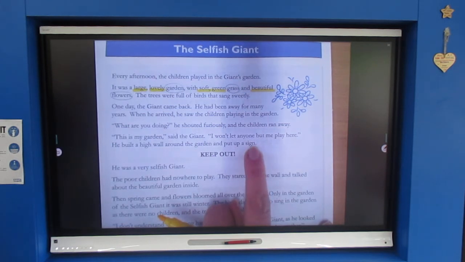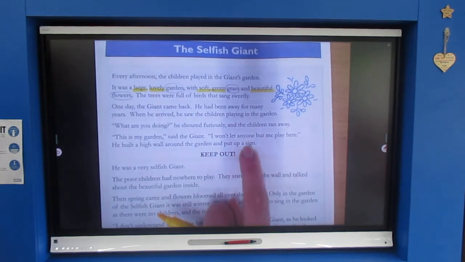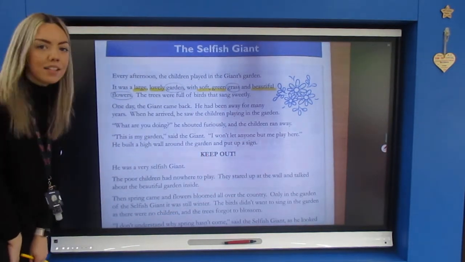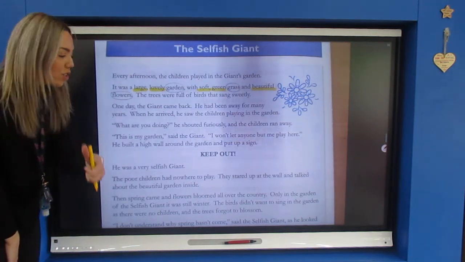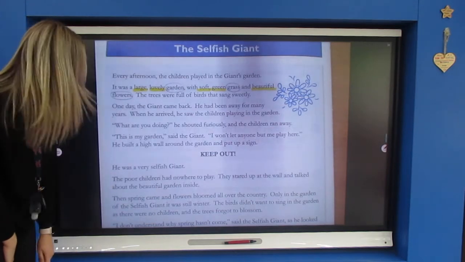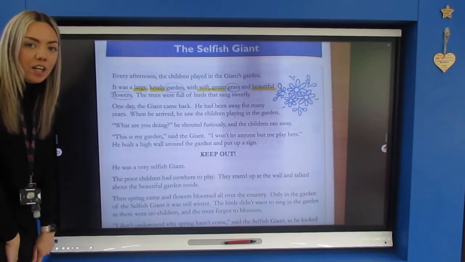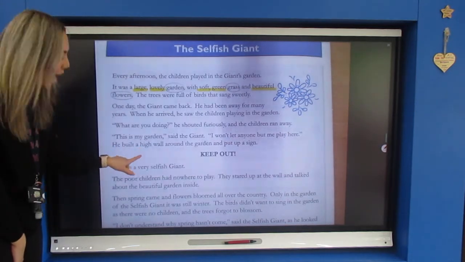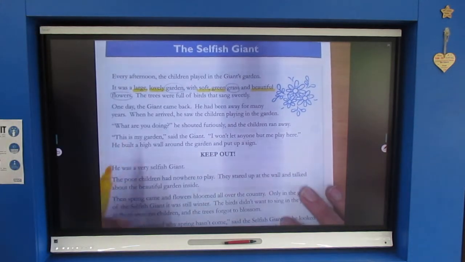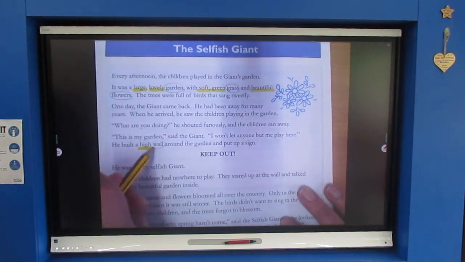Has anybody spotted an adjective in this last sentence here? Can we see an adjective and a noun in this last sentence? Well done. Our noun is wall. A wall is the object, and our adjective, our describing word, is high. So the writer, the author, has described the wall as high. Brilliant job. Let's make sure that we've got that highlighted then. And I'm going to put a circle around my noun.